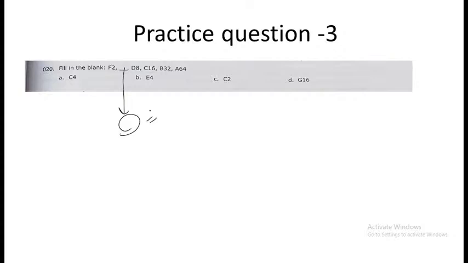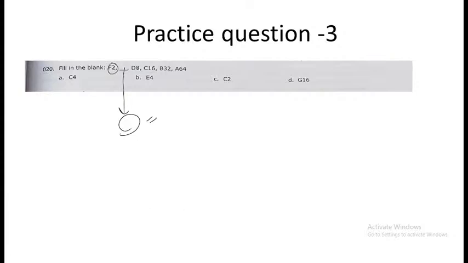Done, everyone? It's a very simple one. Quickly mark the answer. Yes, so let's look into this. It's very simple. So fill in the blanks.